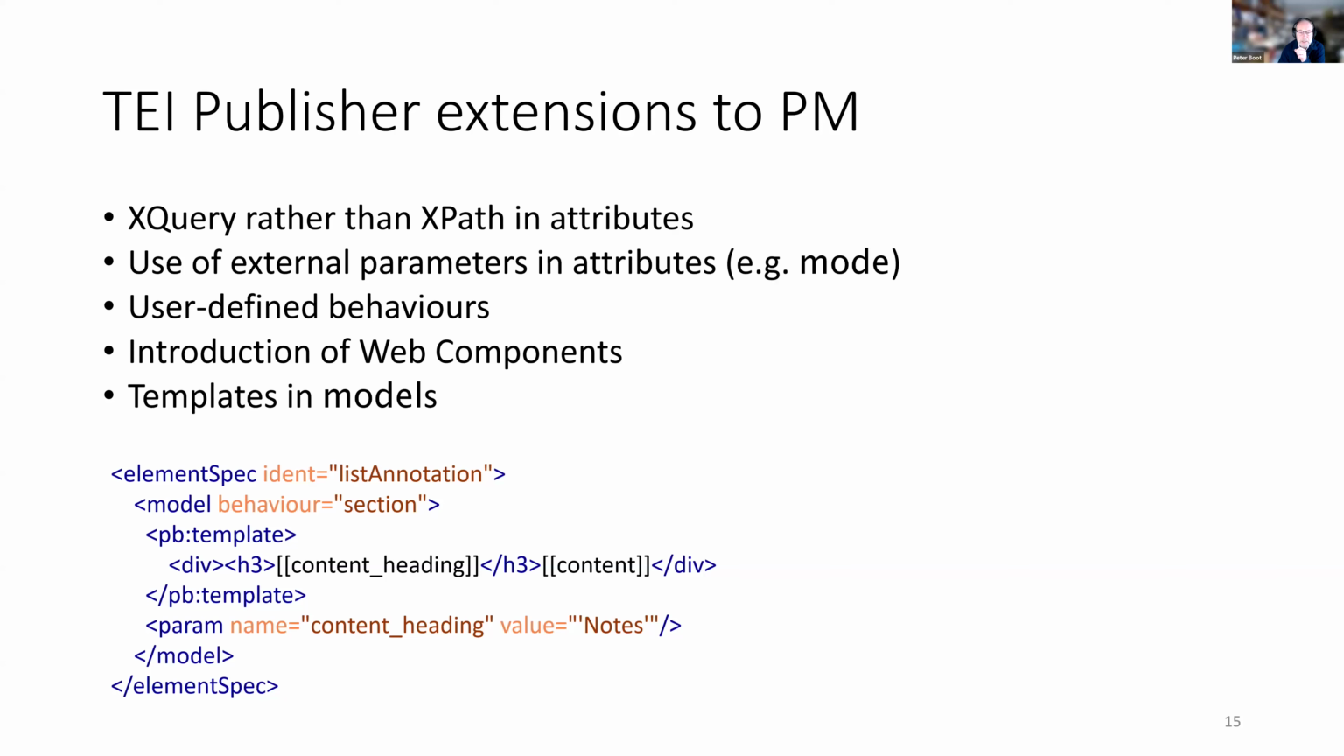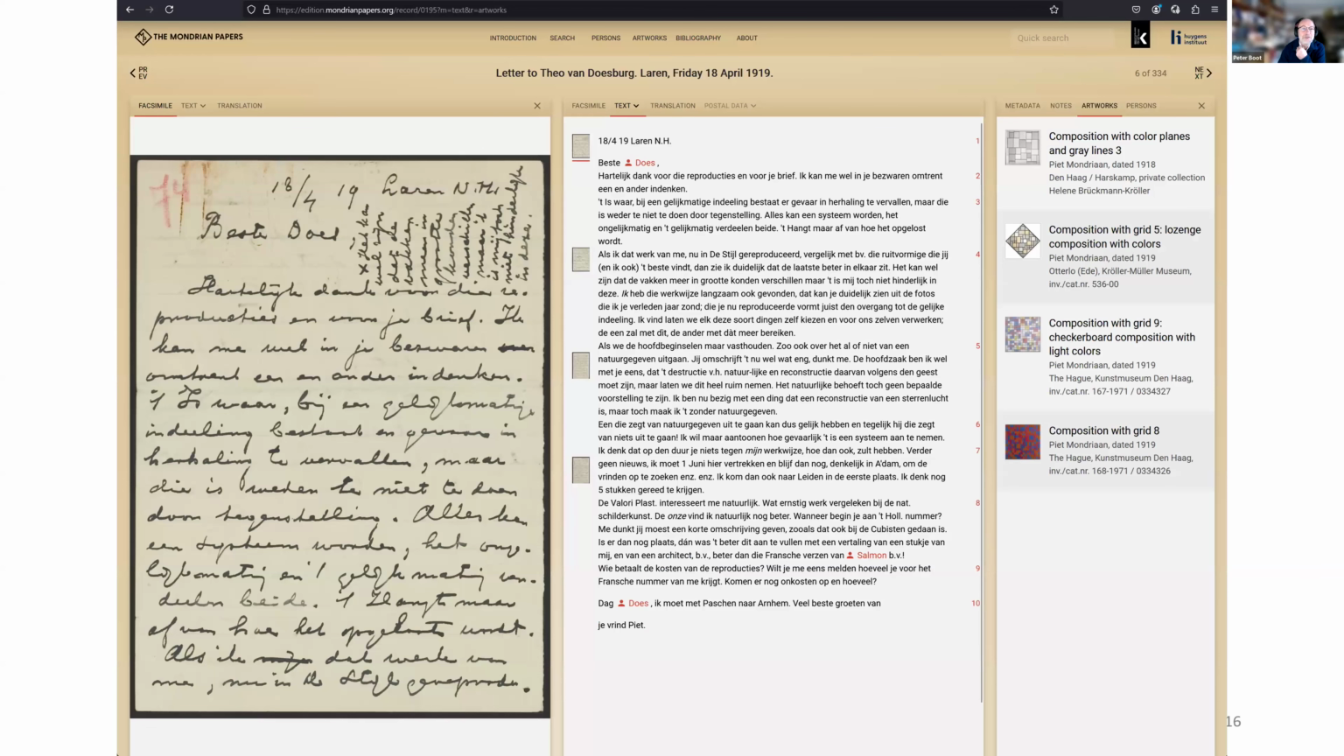Now I'll get to the limitations that I wanted to discuss. What you see here is the print screen from the Mondrian edition that we recently published. It's an edition of the papers of Piet Mondrian, the Dutch painter. For me, it's a test case.